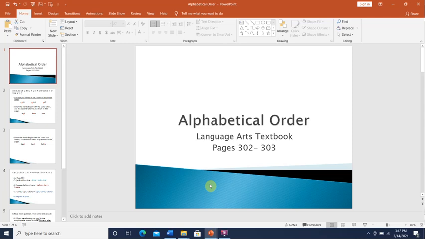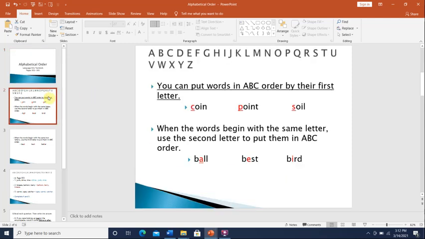We also took that in an encyclopedia, which is a set of books where the books are also in alphabetical order. So the word alphabetical order means to put something in order of the ABCs. Today we will practice how to put words in ABC order.